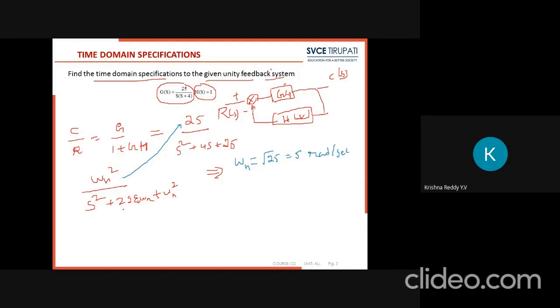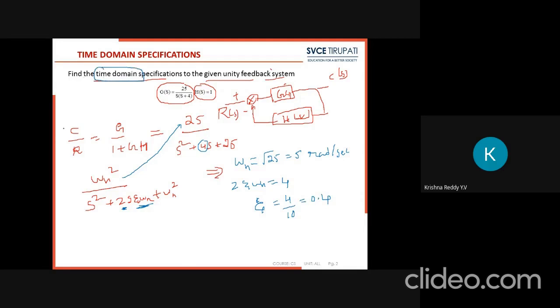Now similarly, calculate the value of 2 zeta omega n. Here 2 zeta omega n is equal to 4. Substitute the omega n value 5. Then zeta is 4 by 2 times omega n, 2 times 5 means 10, so zeta value is 0.4.